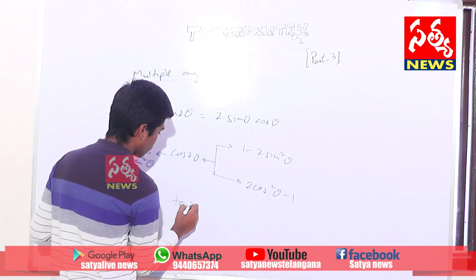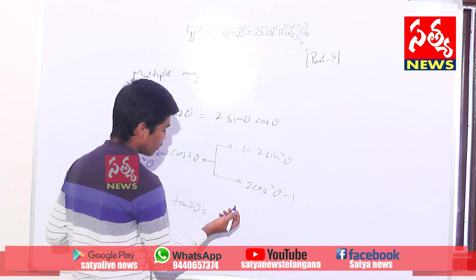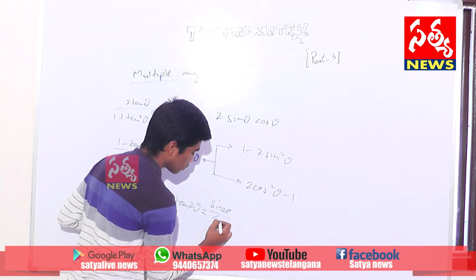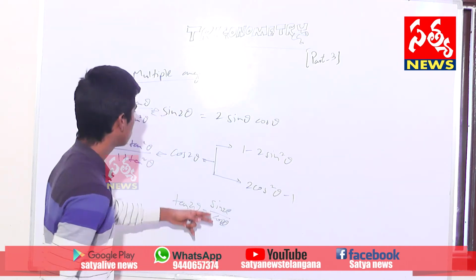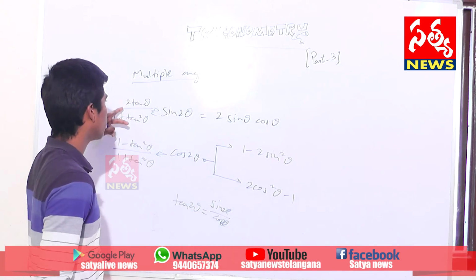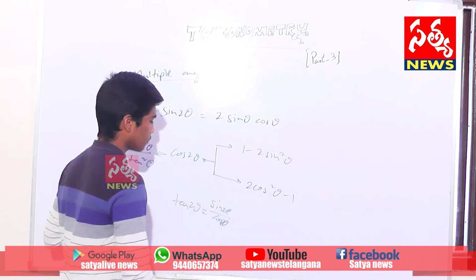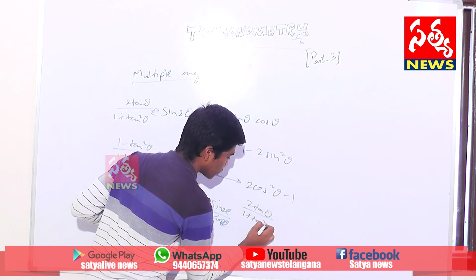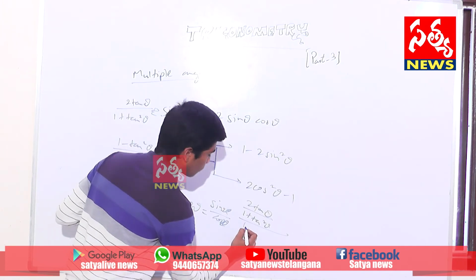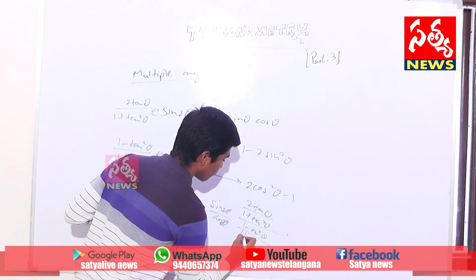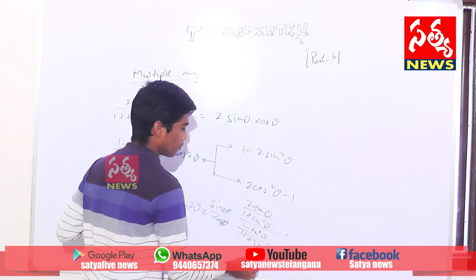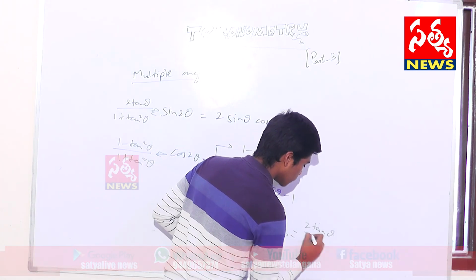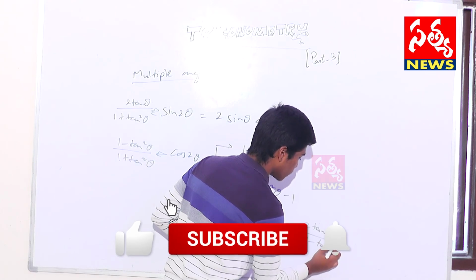Next is tan 2 theta. Tan 2 theta, we can write as sin 2 theta by cos 2 theta. So what is sin 2 theta in terms of tan? It is 2 tan theta by 1 plus tan square theta, divided by 1 minus tan square theta by 1 plus tan square theta. 1 plus tan square theta, 1 plus tan square theta gets cancelled. And the answer left is 2 tan theta by 1 minus tan square theta.